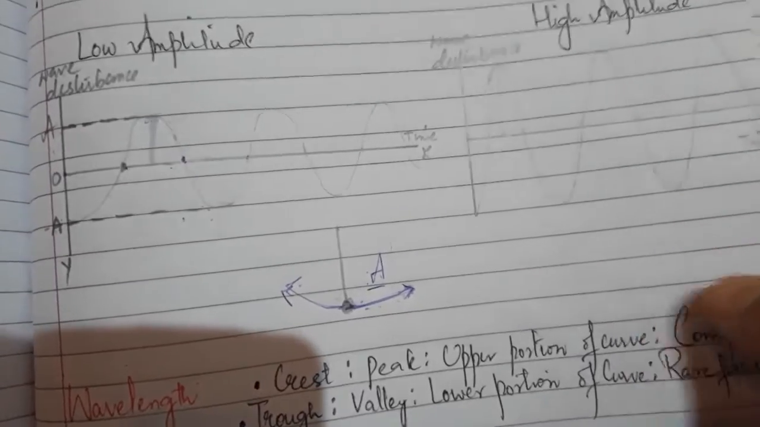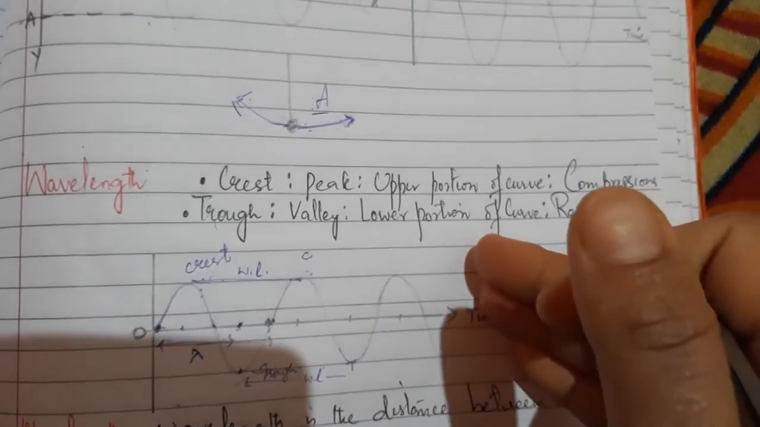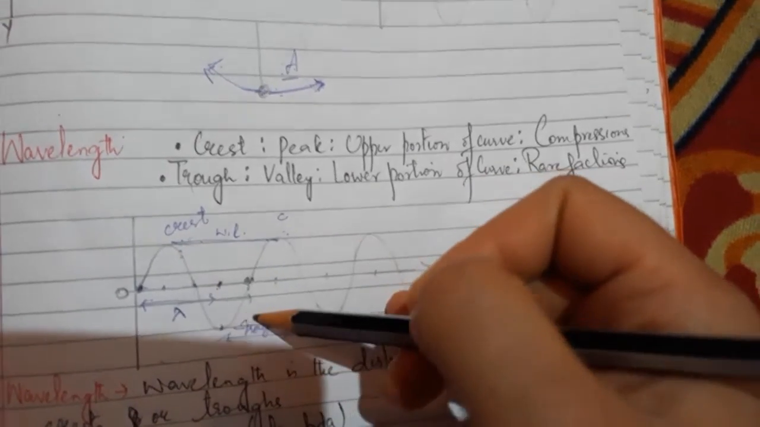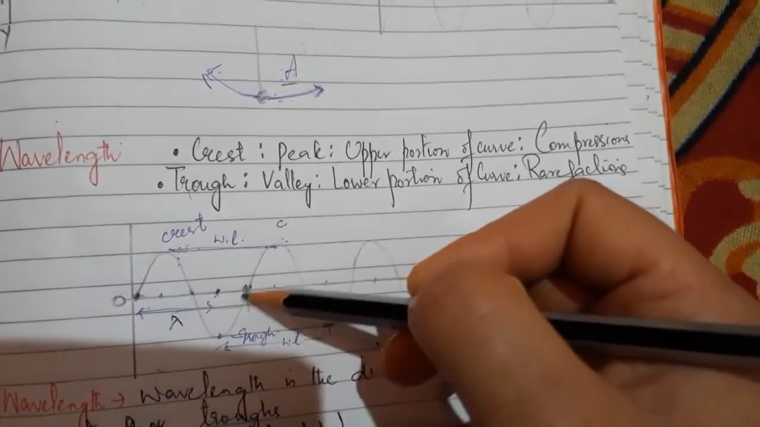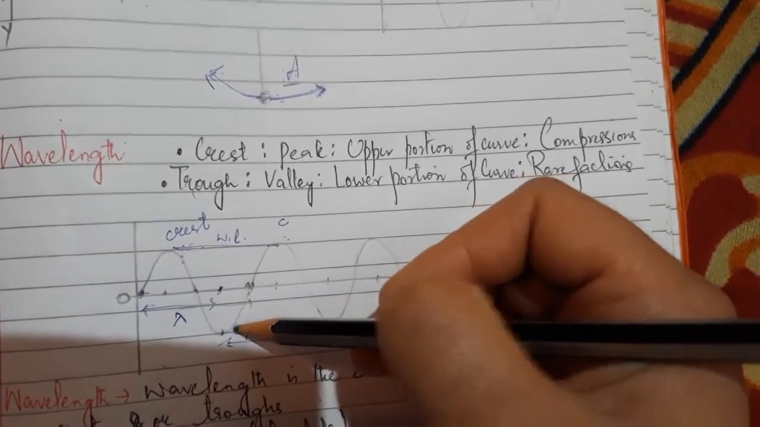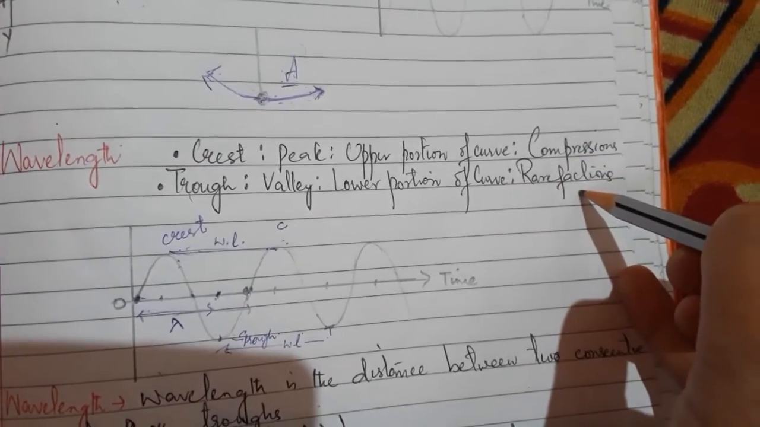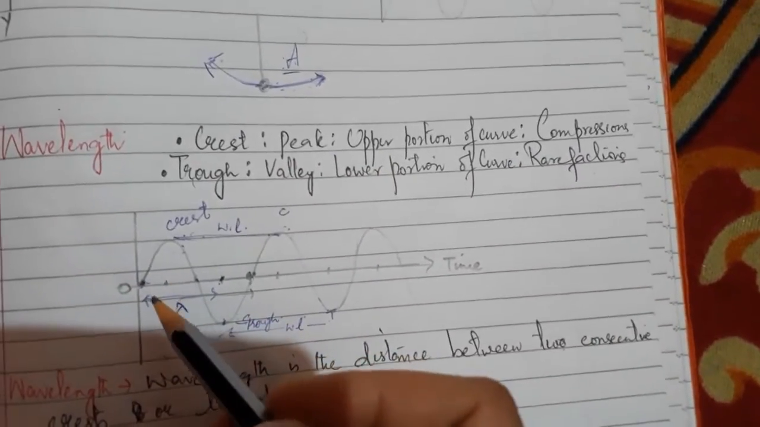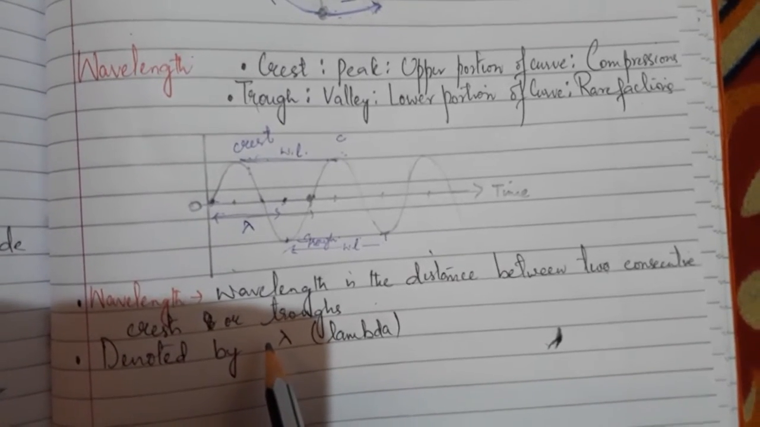Now next is the wavelength of the wave. What is wavelength? If you look at the wave, you will see that a wave will have an upper portion and a lower portion. The peak of the wave is termed as crest, and the valley of the wave is termed as trough. Any wave is alternate crests and troughs, and these crests are caused by compressions, and troughs are formed by rarefactions. Now, what do we mean by wavelength? Wavelength is the distance between two consecutive crests or two consecutive troughs.